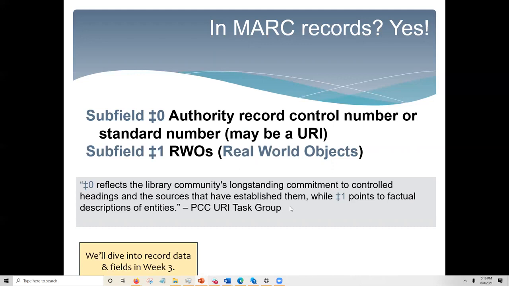So they've actually defined where they would go in a MARC record, and they've divided them into 2 categories. The first category, which is the 0, means a really authoritative resource. So this would be like a Library of Congress National Authority file. And it can be a number. It can be the National Authority file number, or it can be a URL and be linked data. And then the other one is subfield 1, and they call these real world objects. Basically this is anything else a person might have a relationship to.